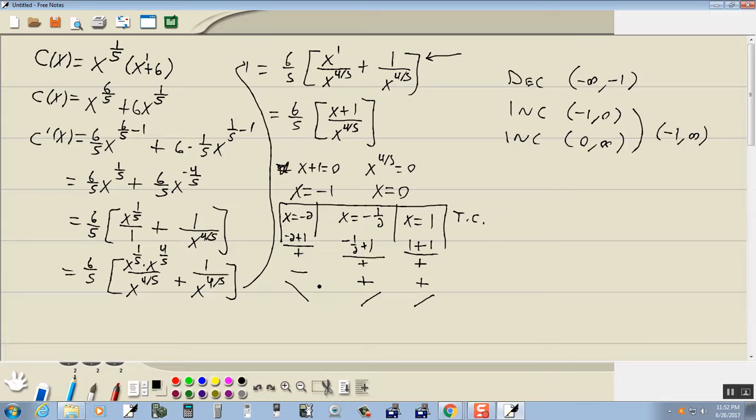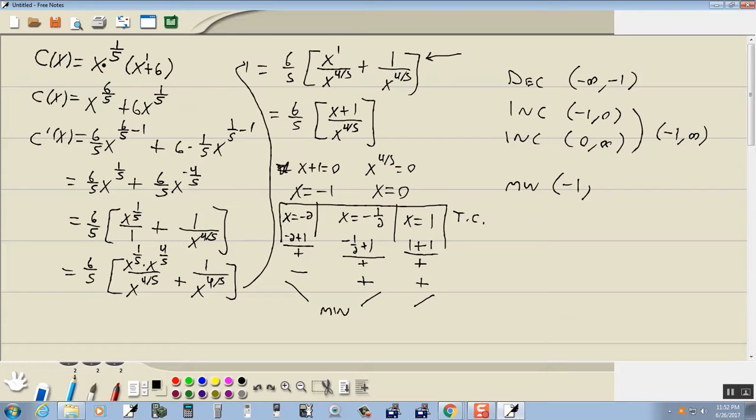Okay, now here, this is decreasing, changes to increasing, so this is going to be a min. Now this doesn't change, so there's nothing here. So we're going to have a min, and we'll put in negative 1. This is the value that we're using, negative 1. And we plug that back into our original function.